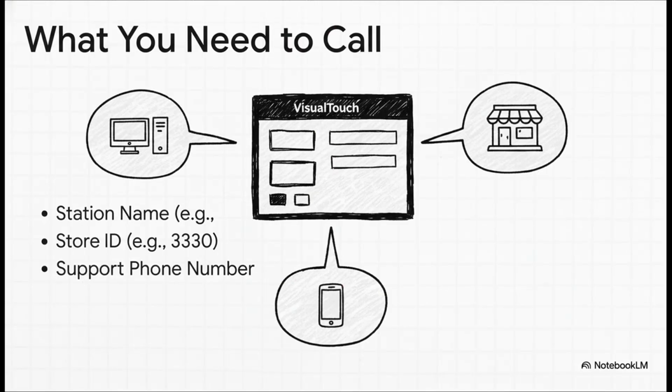All right, here are the 3 magic items. You're going to need the station name. You can see it right there in the top left. Then you'll need your store ID. That's over on the top right. And of course, the support phone number itself waiting for you right at the bottom. Go ahead and jot those down before you call.